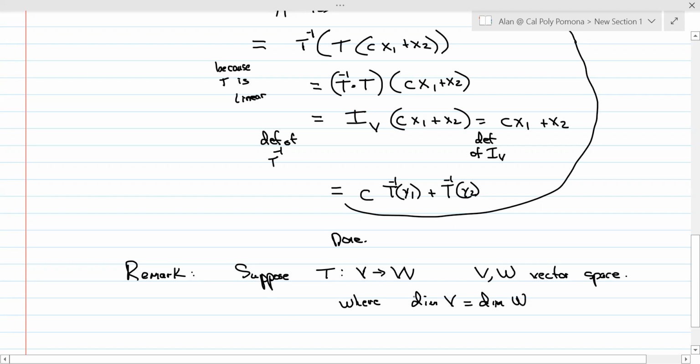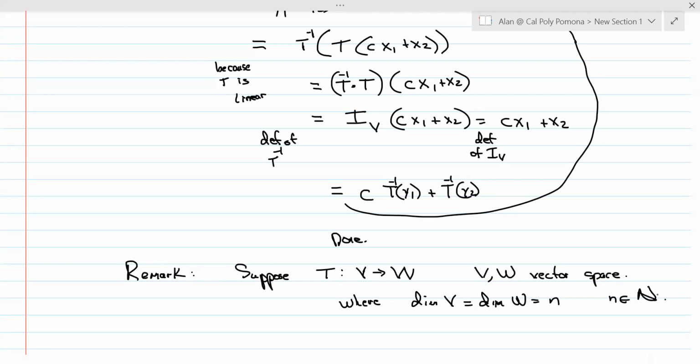So suppose, okay, so it's more general than I was first saying. Suppose T is going from V to W, both vector spaces, but they each have the same dimension as each other. If you want to call the dimension N, that would be fine, where N is a natural number. Okay. In that context, then the following three conditions are all equivalent.